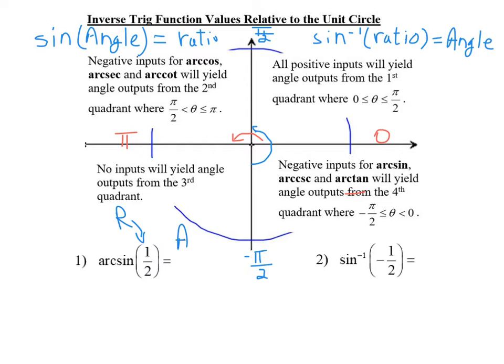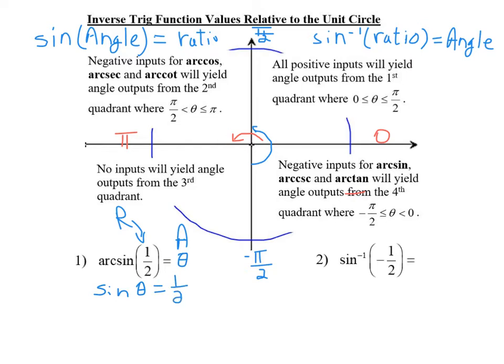Since we have a positive input here, that makes it easy. We know we're looking in the first quadrant, and this is one of our exact values, so we just have to think, where is the sine going to be 1/2? If it helps, you could write that we're looking for theta, and you know that the sine of theta is equal to 1/2.